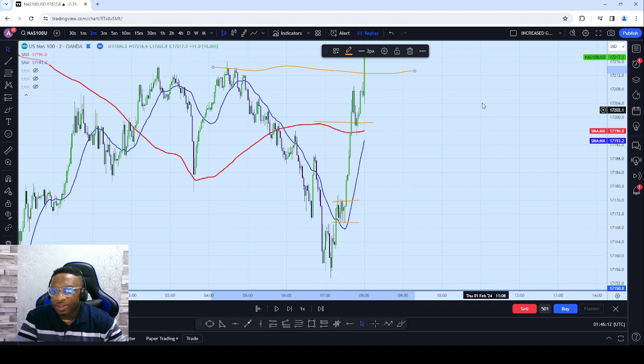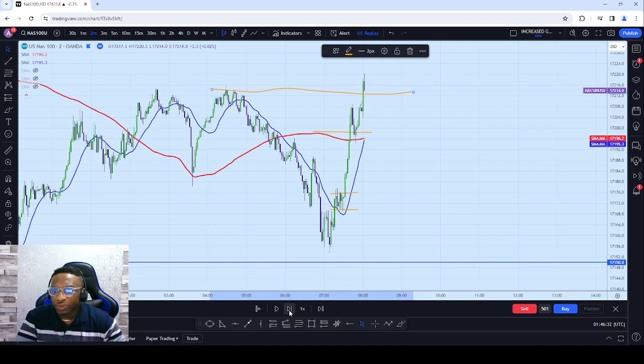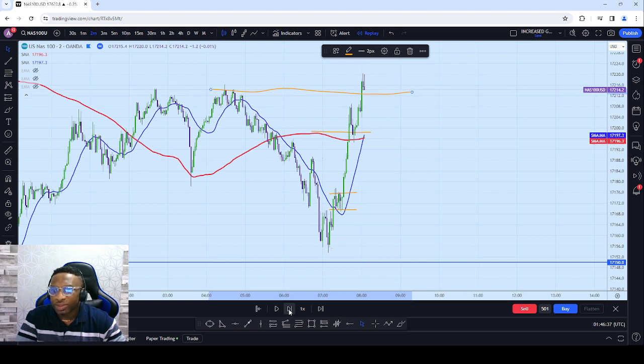So as we can see, price hits the first take profit, hits the second take profit, and at the moment looks very strong, moving up. So that is how to pick bottoms in the market.